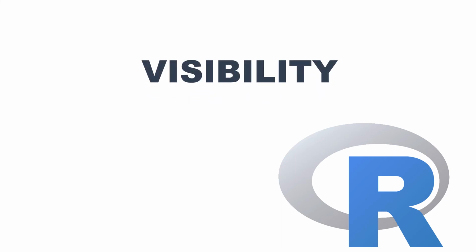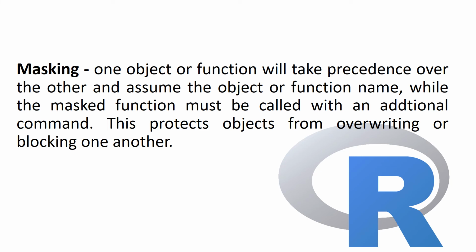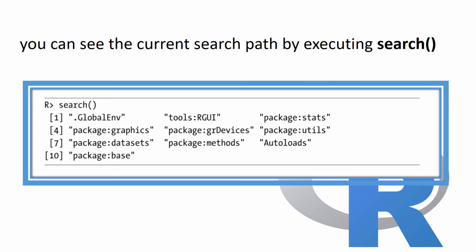Visibility. Masking. One object or function will take precedence over the other and assume the object or function name, while the masked function must be called with an additional command. This protects objects from overwriting or blocking one another. You can see the current search path by executing the search function. Let's try it in our console.